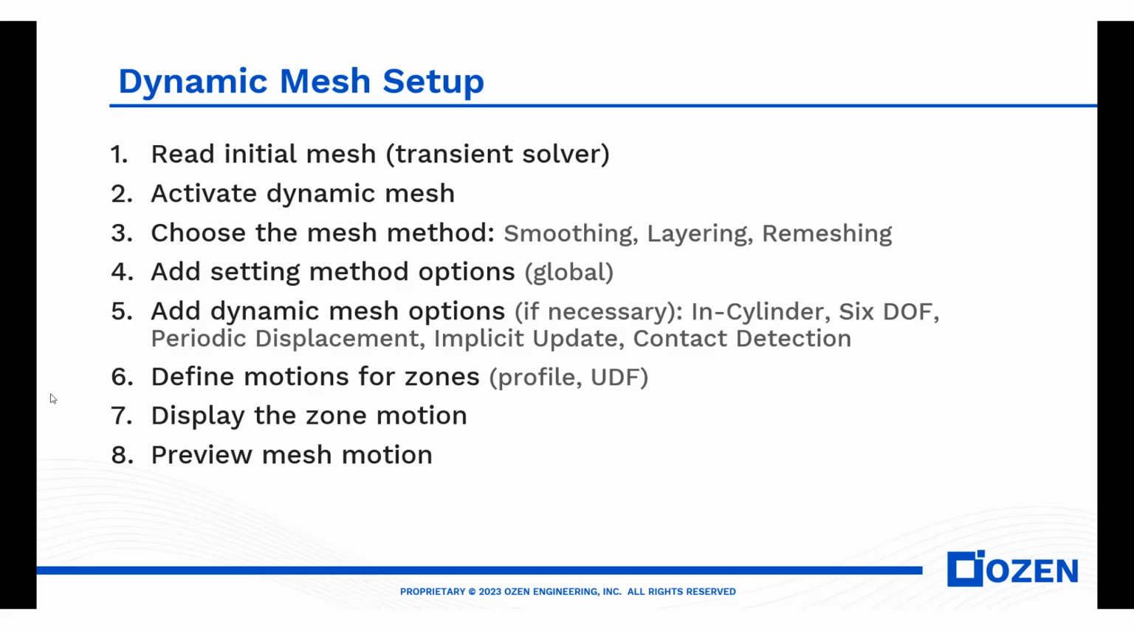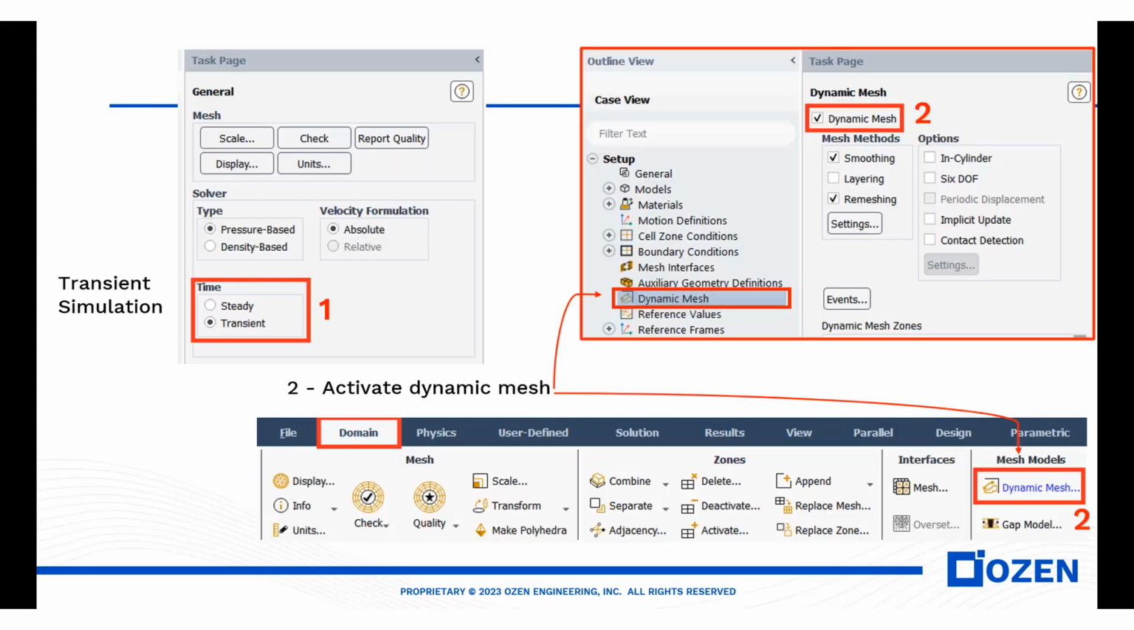After setting up the moving zones, it is always recommended to check the mesh motion. Specifically, we can display the moving zone. In this way we are still in the initial shape of the mesh, but if we preview the mesh motion, then the shape of the mesh changes and it is different from the initial mesh. This is the way we can work on the dynamic mesh motion in Fluent.